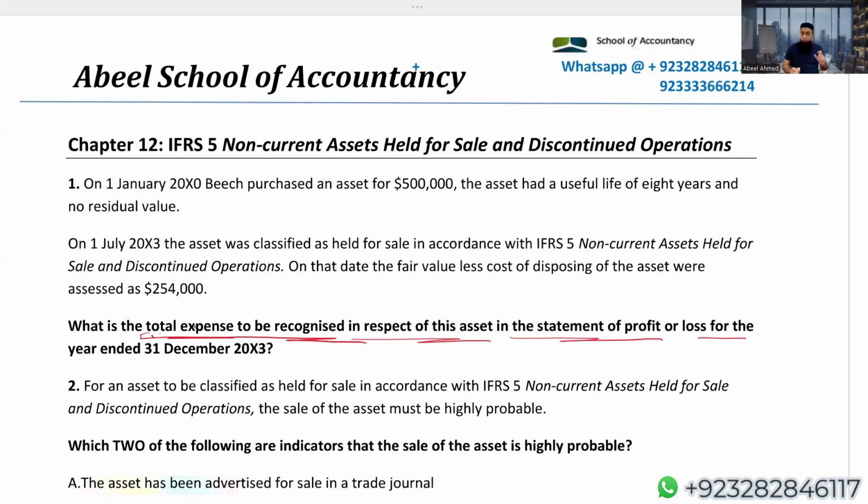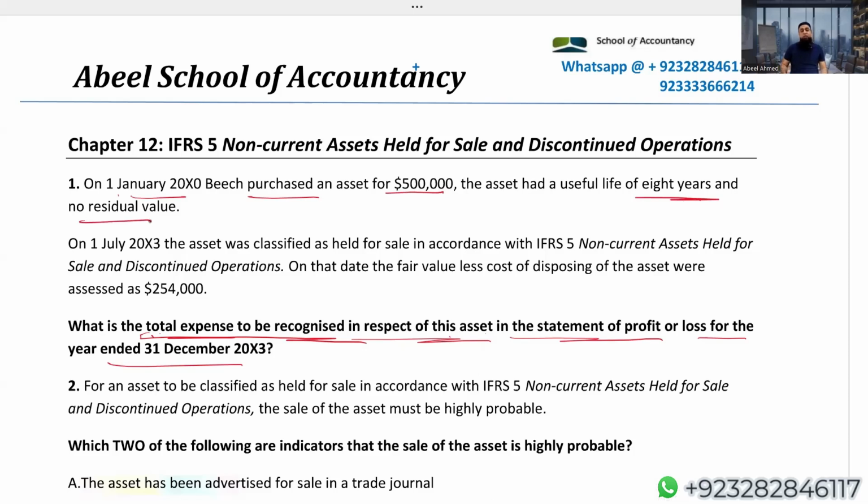What is the total? Look at the question. What is the total expense to be recognized in respect of this asset in the statement of profit and loss for the year ended December X3? Let's see. On January X0, Beach purchased an asset for 5 lakh. The asset had a useful life of 8 years and no residual value.